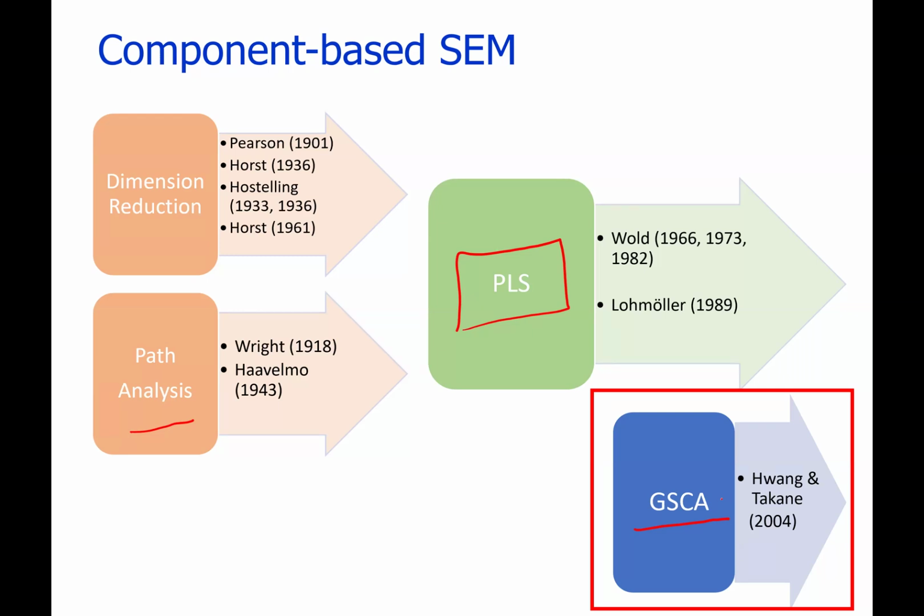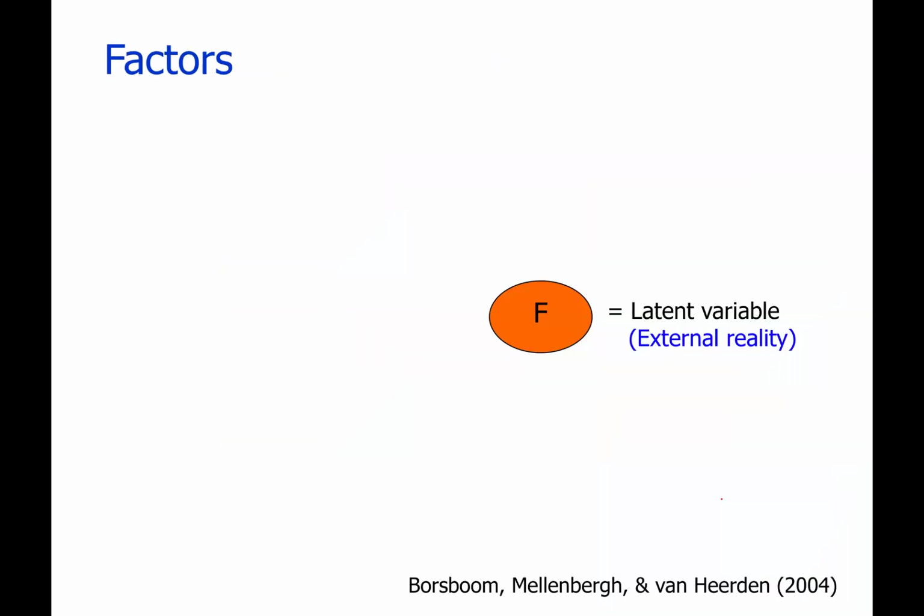So simply, GSCA has been used for component-based SEM, where all the constructs are represented as components. Then you may ask, there might be two different ways of representing concepts statistically in our model, so what are their characteristics? Let me explain some main characteristics of factors and components here. Following SEM's convention, I'm going to use a circle to indicate a factor. And in the SEM context, a factor is the same as a latent variable. These are actually the same thing.